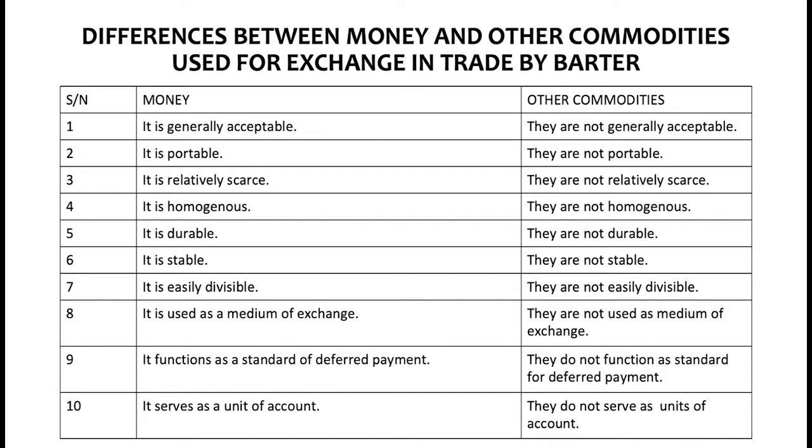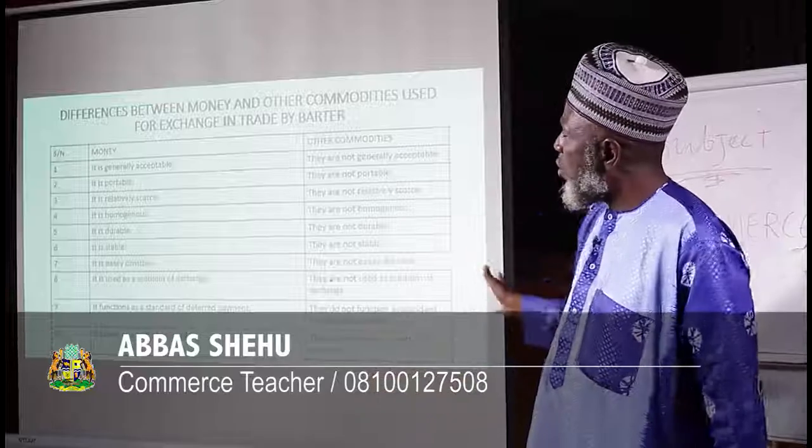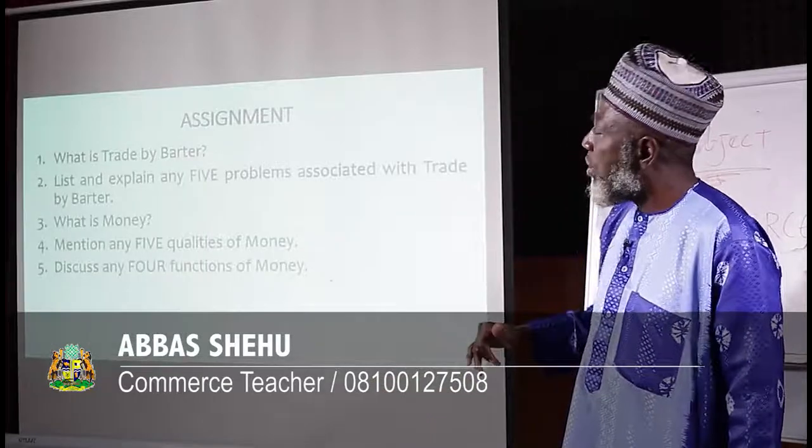Money is divisible. It can be divided, but other commodities cannot be divided into smaller units. Money is used as a means of exchange. You can use it easily to exchange for whatever you are buying. But other things are not the same. Then money functions as a standard of deferred payment. Other commodities don't do that. We have explained what we mean by deferred payment. Then of course, money serves as a unit of account. Other commodities do not serve as a unit of account. And I think with this, we have come to the end of our class.